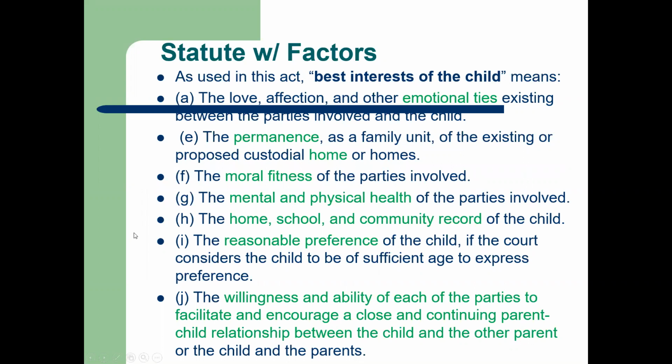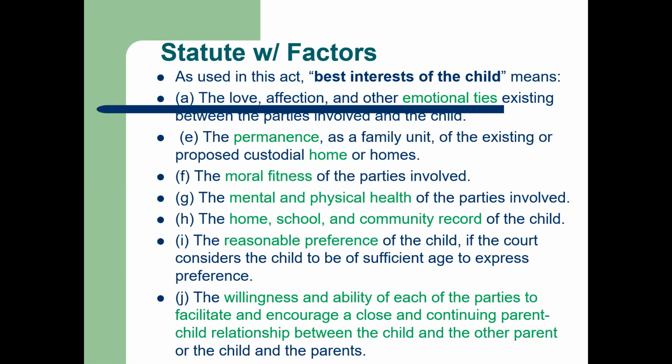So here's an example of a statute with factors. And I couldn't even write it all because there are so many different factors. But here it says, as used in this act, best interest of the child means love and affections and other emotional ties existing between the parties involved and the child, permanence as a family unit of the existing or proposed custodial home, the moral fitness of the parties, the mental and physical health of the parties, the home, school, and community record of the child, the reasonable preference of the child, the willingness and ability of the parents to facilitate and encourage a close and continuing parent-child relationship between the child and the other parent.